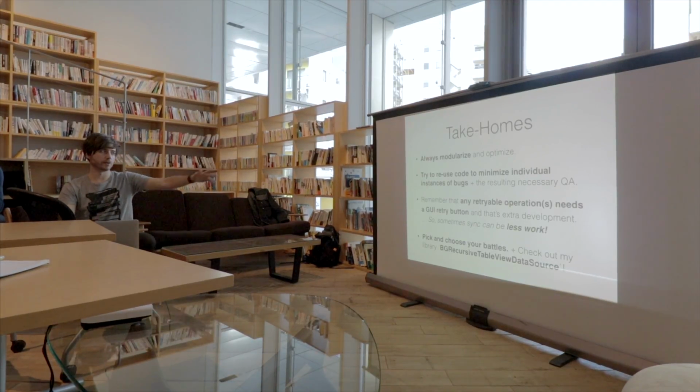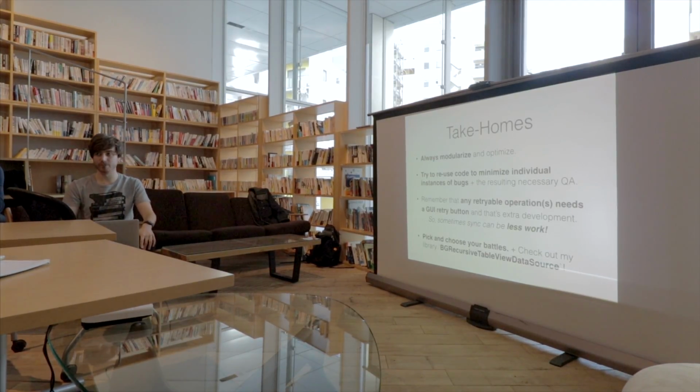Try to reuse a lot of the code so you minimize individual instances of bugs and therefore the resulting necessary QA. Part of the reason why I built the TableView thing was so that if I fixed something in one place, it was fixed everywhere. And this is a big one. With the syncing stuff, it might seem like a real pain, but just remember that every single operation you do has to have a GUI retry button anyway. So you're doing all this extra GUI work to make these operations retryable.